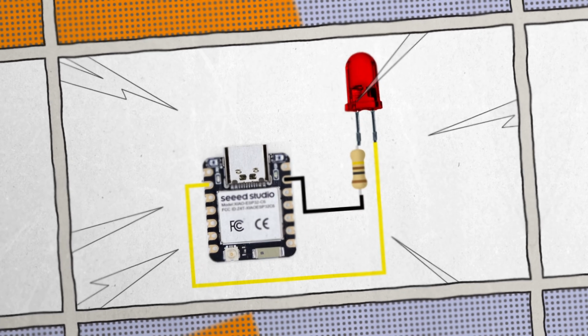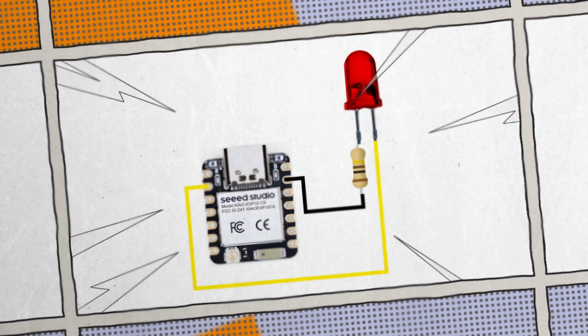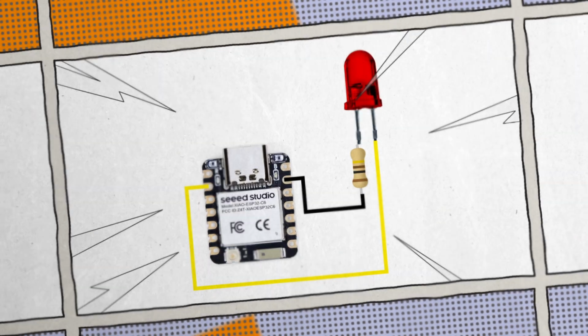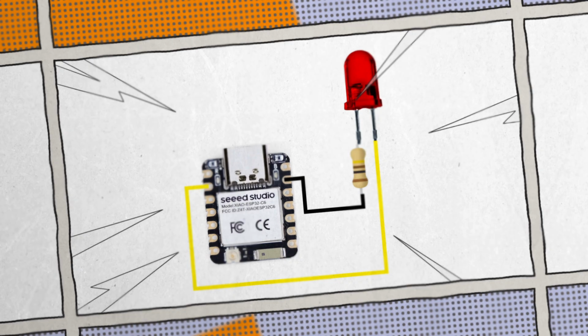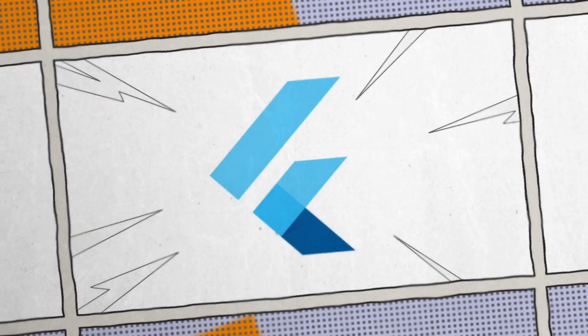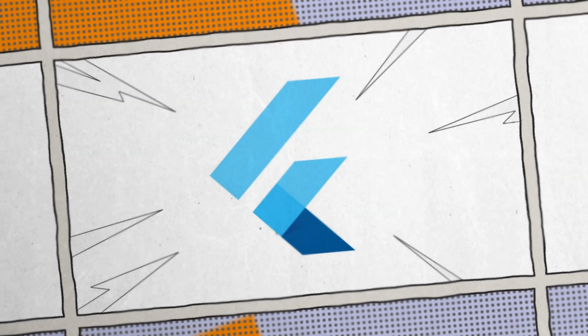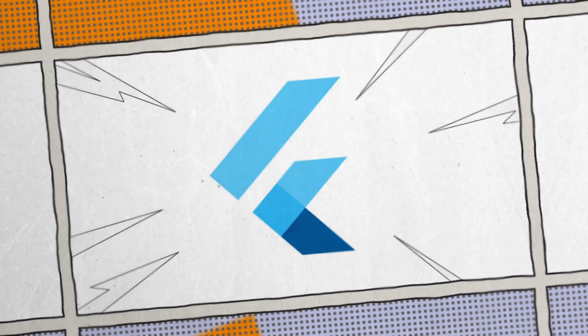For this project we are going to need an ESP32 board, in my case the XIAO ESP32-C6, an LED with a resistor like 220 ohms, and the Flutter environment installed on your machine. You can find a link to the installation guide in the video description.